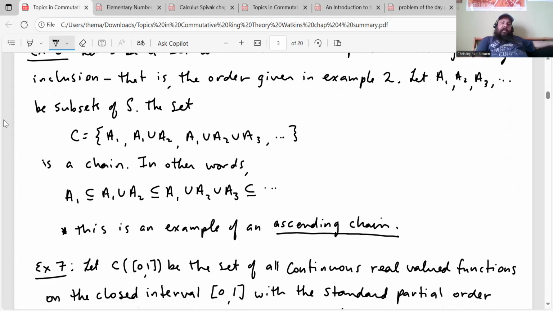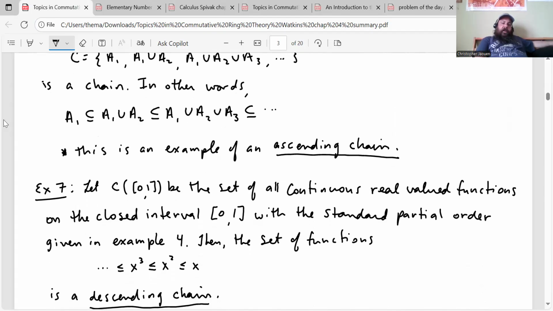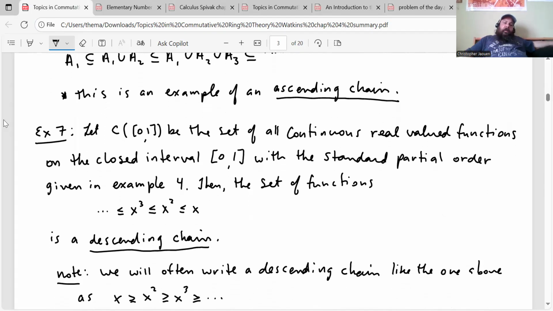This is an example of an ascending chain, and here in example 7, we have an example of a descending chain. Let C of the closed interval from 0 to 1 be the set of all continuous real-valued functions on the closed interval from 0 to 1 with the standard partial order given in example 4. Then the set of functions with x cubed less than or equal to x squared less than or equal to x is a descending chain. Remember, here we're only looking at input values from the closed interval from 0 to 1. It's not necessarily true if you widen that set. So that's an example of a descending chain.